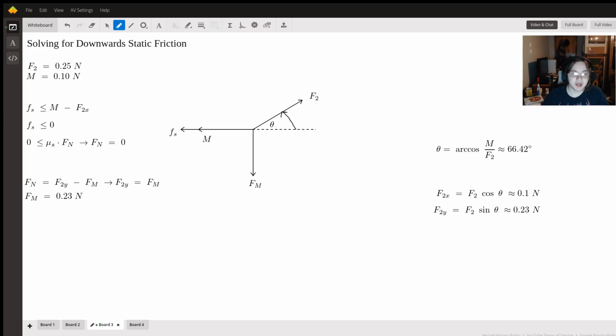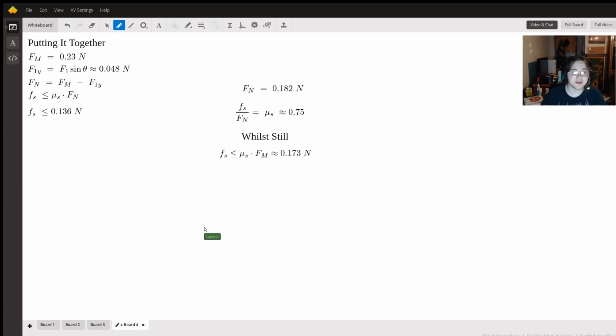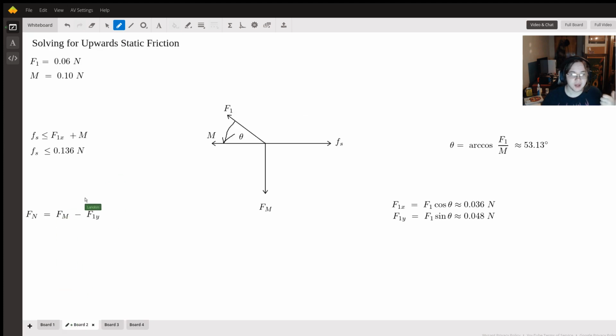With that, we can solve for our normal force in this case. Solving for our normal force, which is going to be equal to 0, we find that our y component is equal to our magnetic force. So our magnetic force is equal to 0.23 newtons. Putting this together with our previous information, we know that our normal force is going to equal the force of our magnet subtracted by the force of our y component along the y-axis all the way back here.